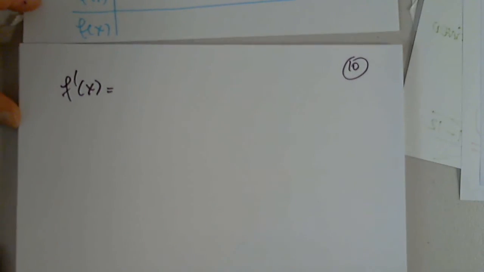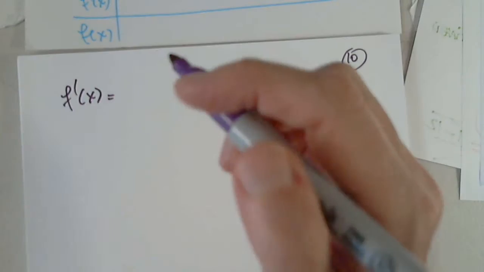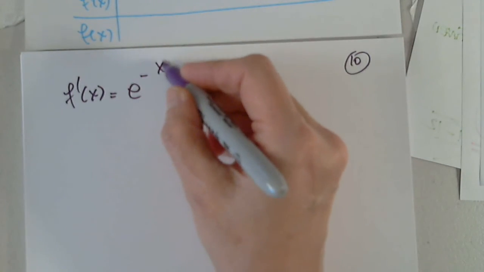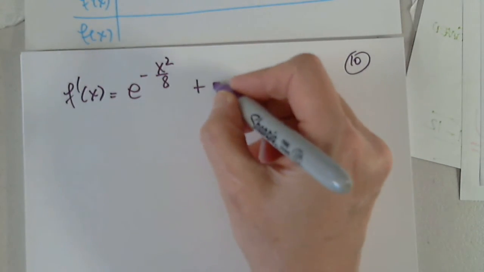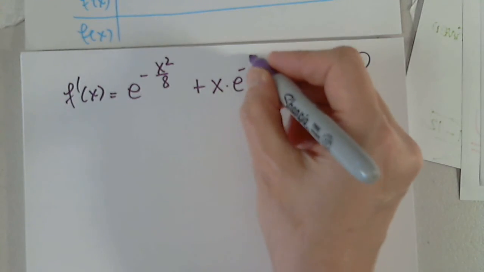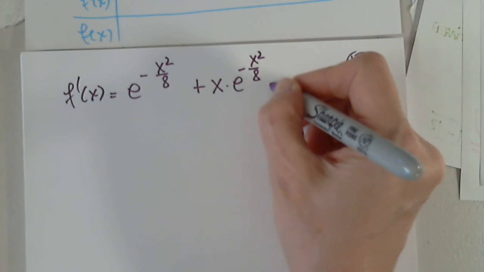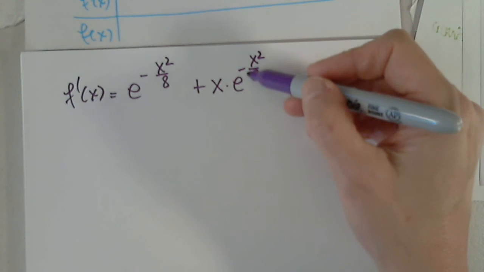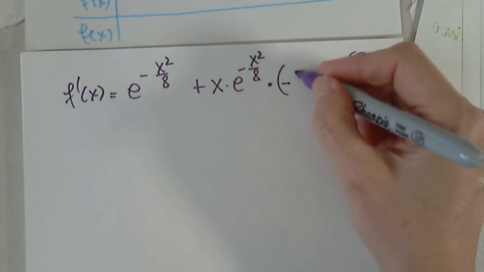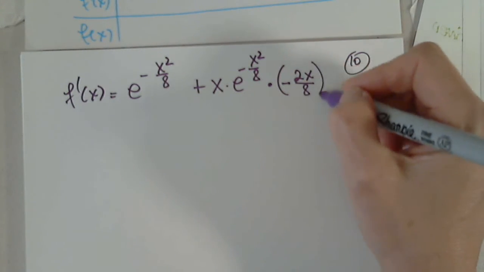Very careful with this function. The first function prime is 1, e to negative x squared over 8, plus the first times e to negative x squared over 8 times the inner function prime, which is negative 2x over 8.